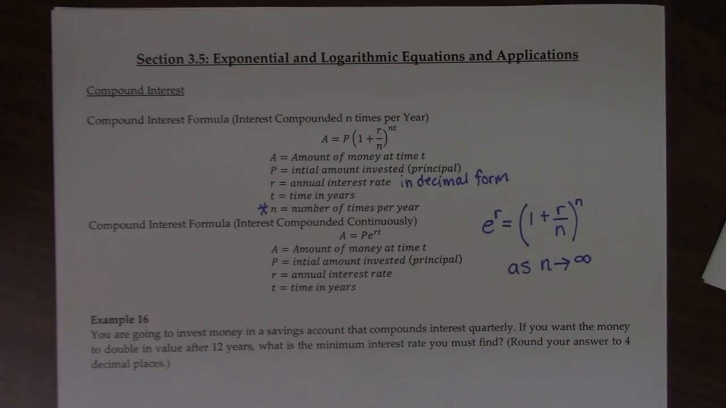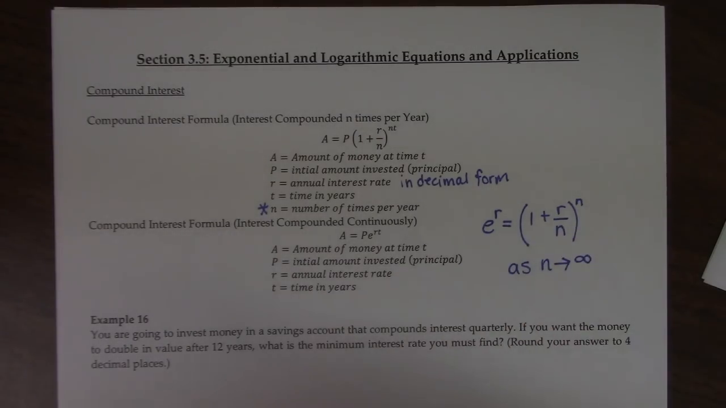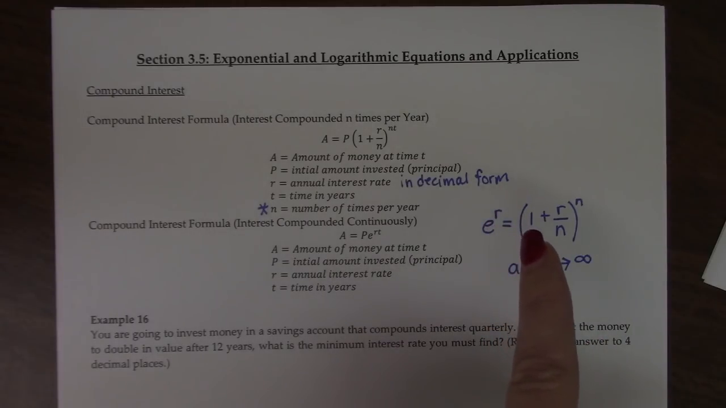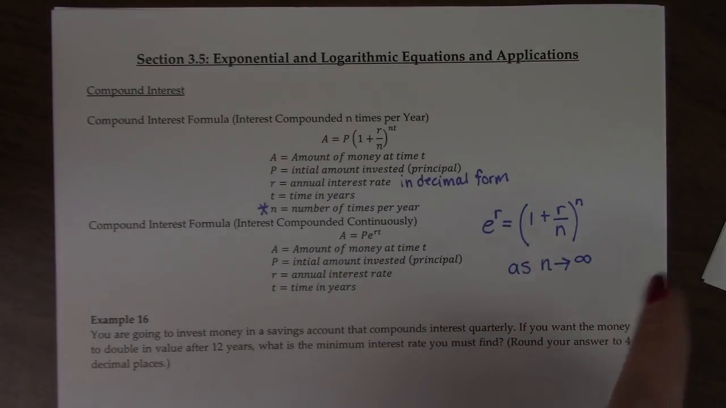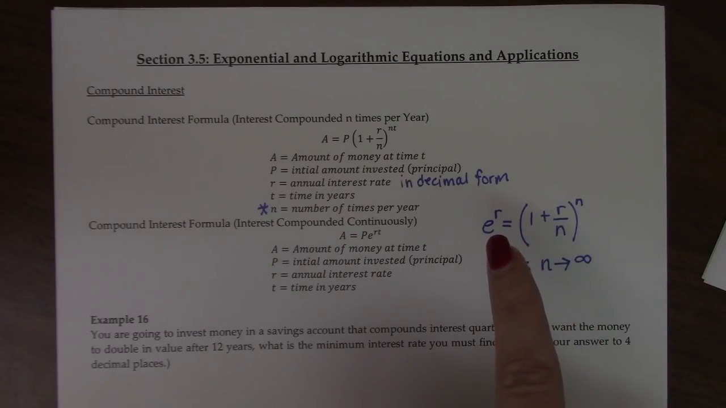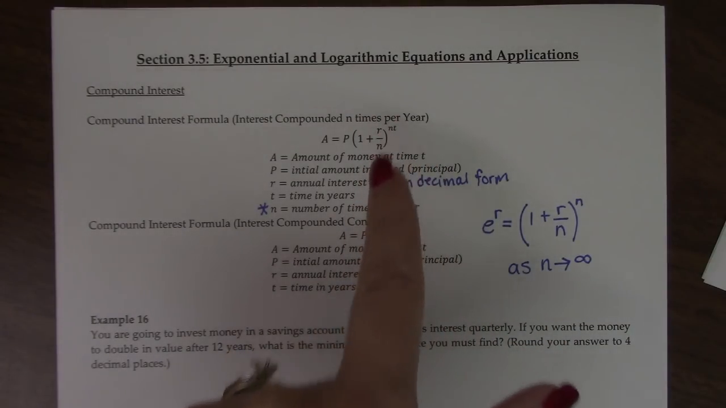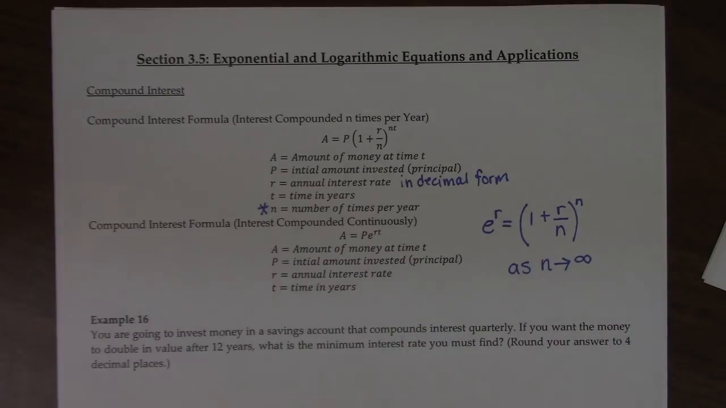as n gets big. So if you were to keep plugging in bigger and bigger values of n, you would see that as the value of n got really big, and really it doesn't even have to get that big, once it gets past about 365, maybe 400, you start to notice that it's just the same value as e to the r. So these aren't two distinct formulas. This formula turns into this formula as we compound more and more.